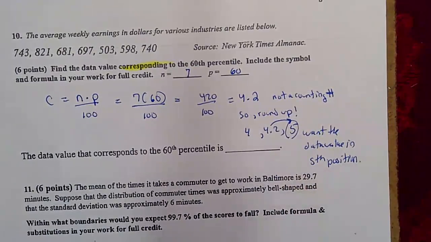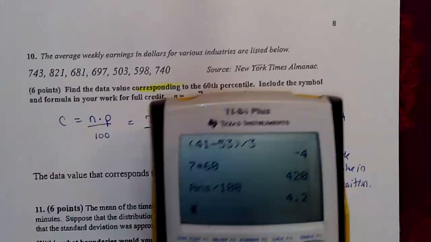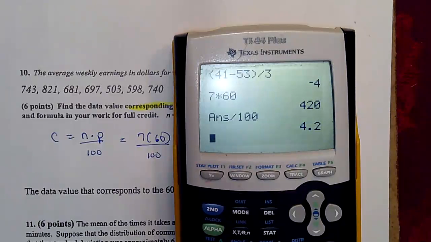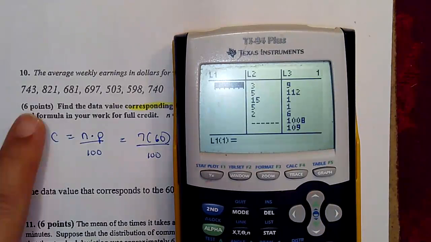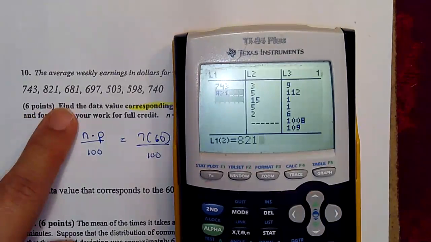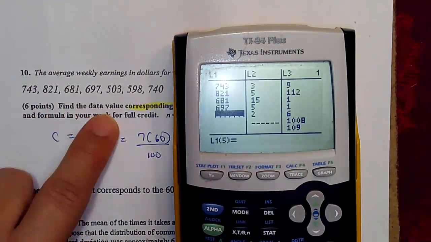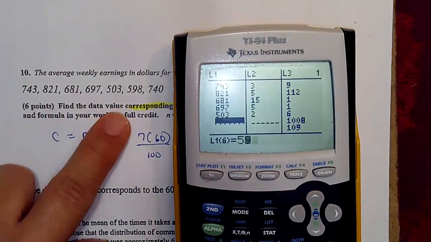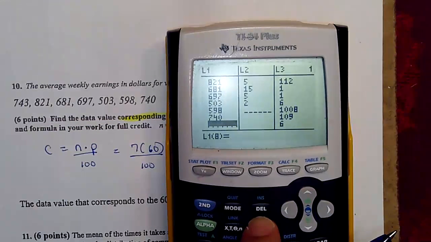So you've got to sort these. Remember how to sort? Remember how you do a sort? You're going to put your data in your calculator. Otherwise, you have to do it by hand. I don't know what's easiest for you. But if I put my data 743, 821, 681, 697, 503, 598, 740, and then I go to stat and I go to sort.